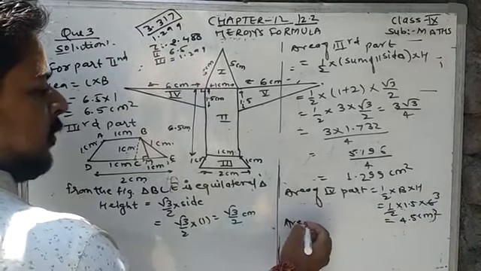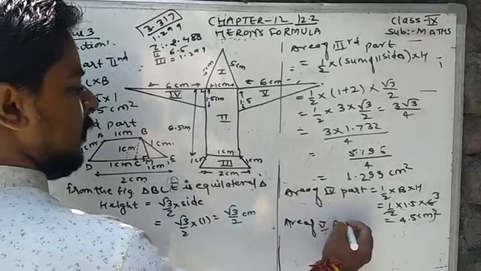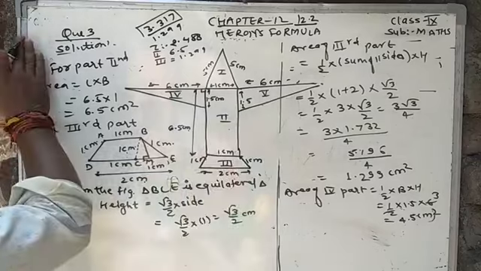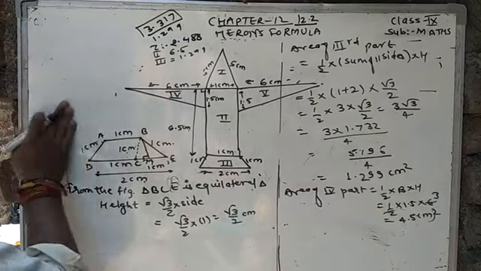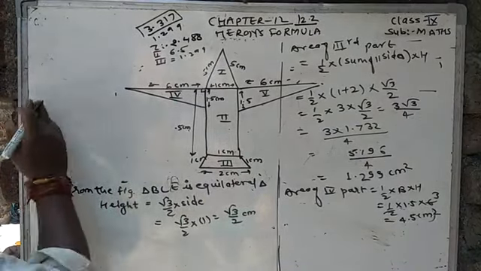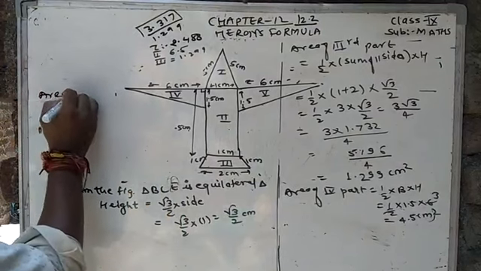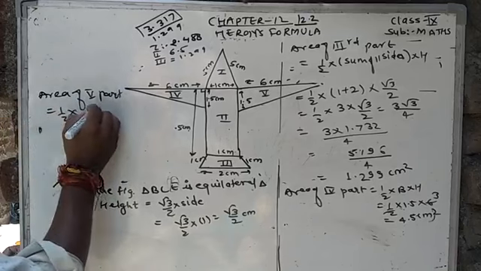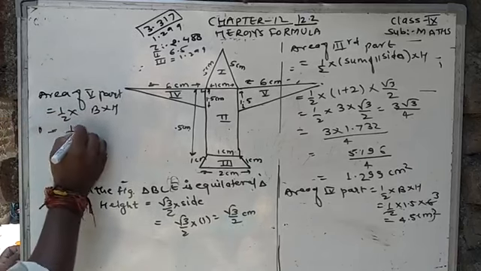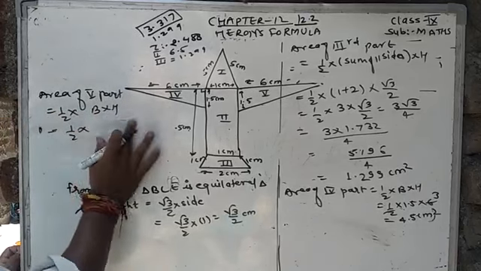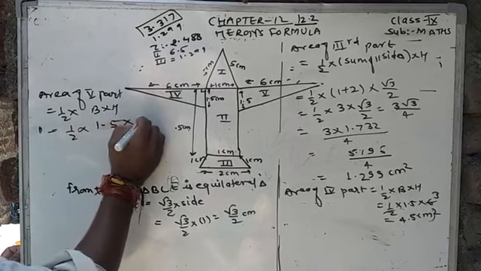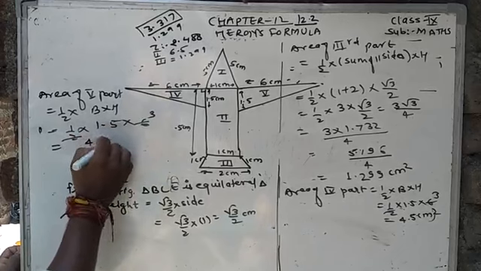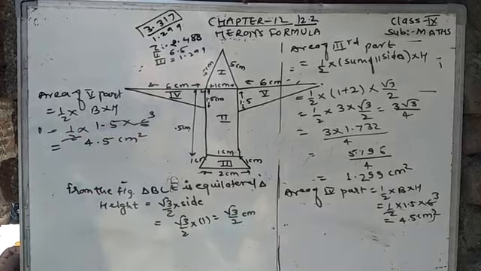Similarly, the area of the fifth part is also 1/2 into base into height. 1/2, base is 1.5 and height is 6. So 2 3s are 6, 3 3s are 9, it will be 4.5 centimeter square.